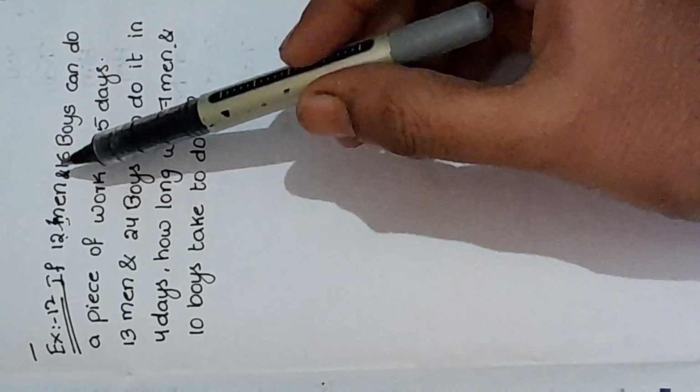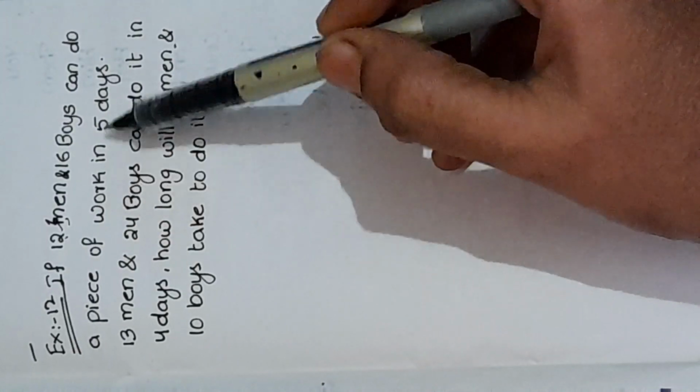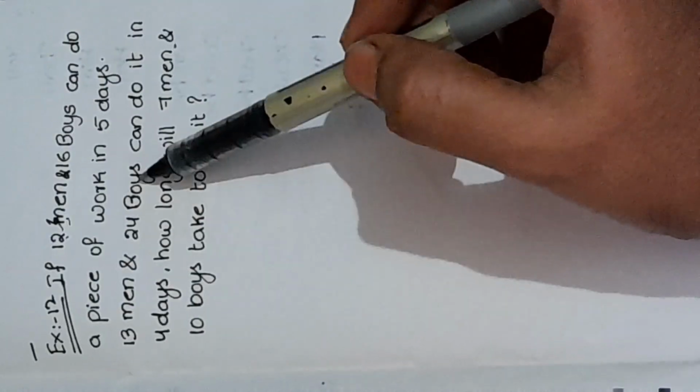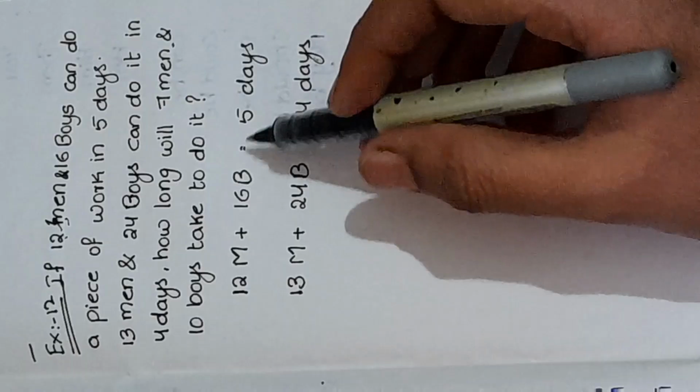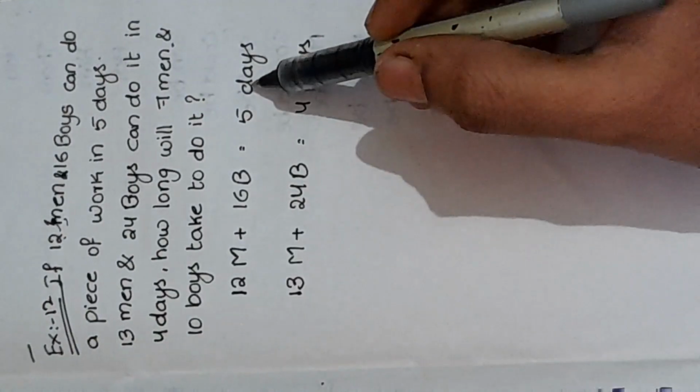Example 12. If 12 men and 16 boys can do a piece of work in 5 days, 13 men and 24 boys can do it in 4 days. How long will 7 men and 10 boys take? The number of men and number of days are inversely proportional.